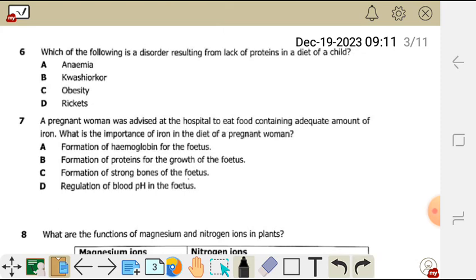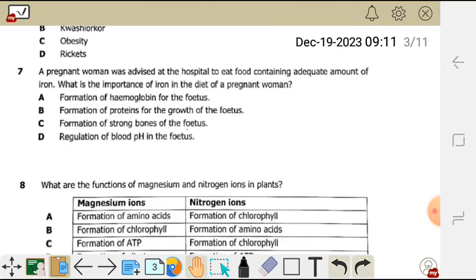Formation of proteins for the growth of the baby. This is for the proteins themselves. They are involved in the growth of the baby. And then the formation of strong bones, for this we can advise to take vitamin D. And regulation of blood pH, for these you can take certain minerals which are involved in formation of alkaline solutions. But for question 7, iron is involved in formation of hemoglobin. That is A. Okay, so that's the correct answer.